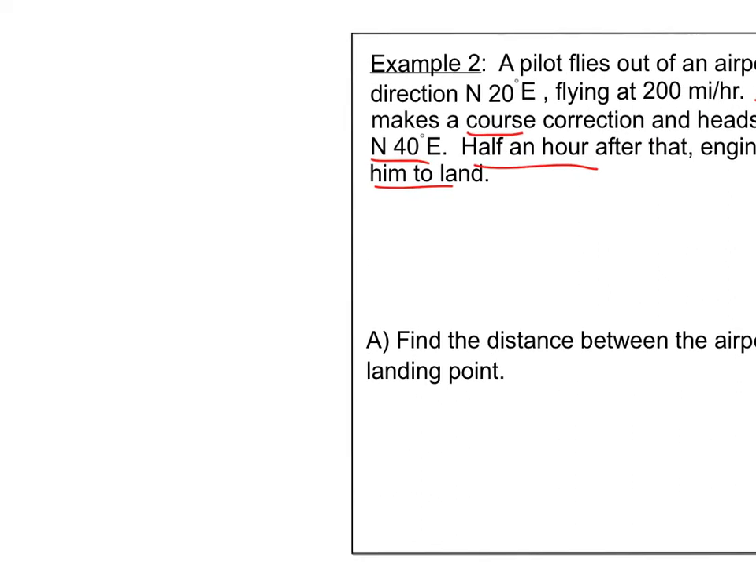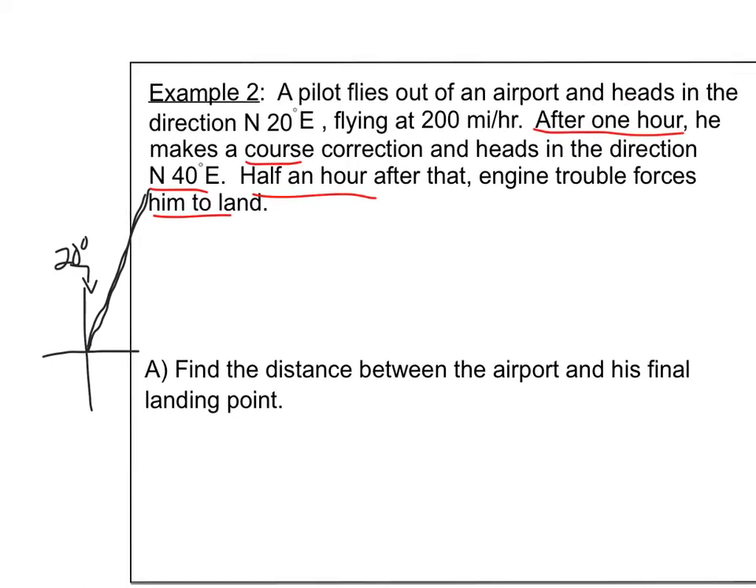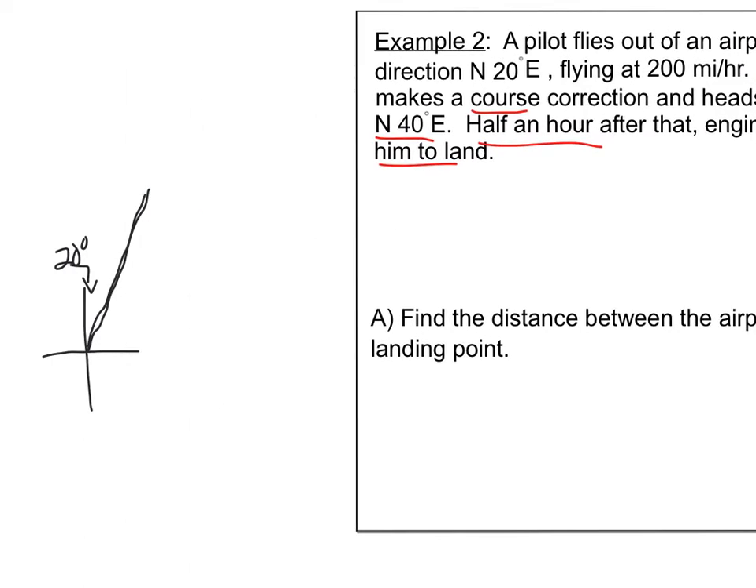So the airplane takes off north 20 degrees east. So he's going north 20 degrees east. So this is 20 degrees right here. He flies for 1 hour. So this distance right here is going to be 200 miles.